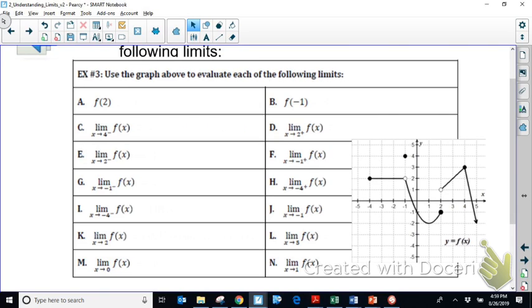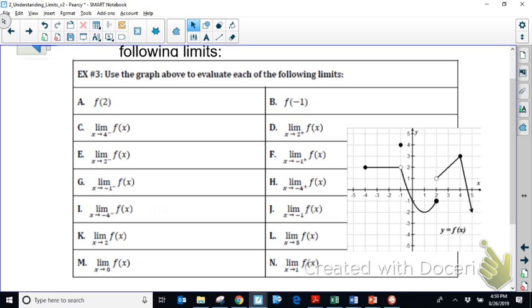Let's take a look at some of the values on the left column. So part A, f of 2, is simply saying, when x is 2, what is y? Looking at the graph, when x is 2, you can see that it's not included here, but it is included here. So when x is a positive 2, y is going to be a negative 1. And that's what I would have here in my solution.